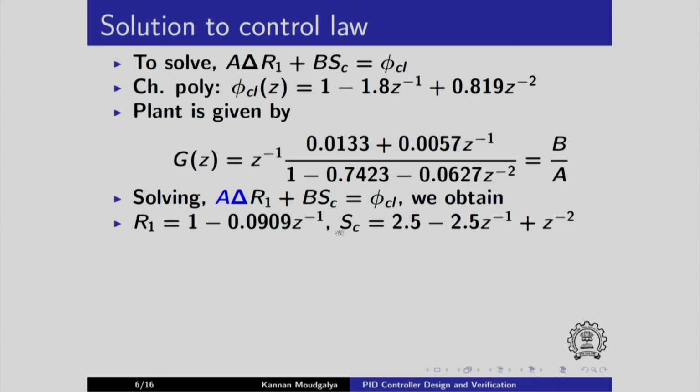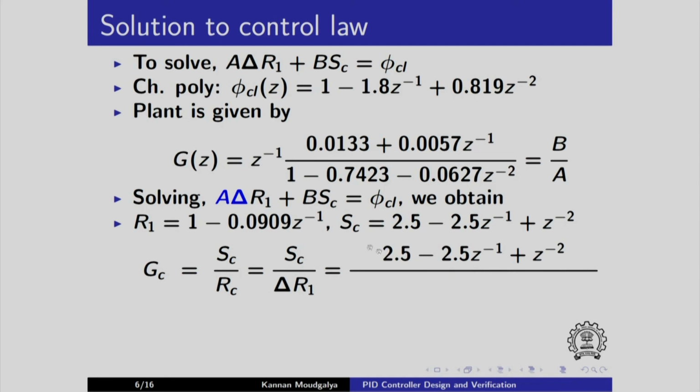So here is R1, here is SC, and GC is given by SC by RC or SC by delta R1. Let us substitute SC from here, and in the denominator we write delta times R1.